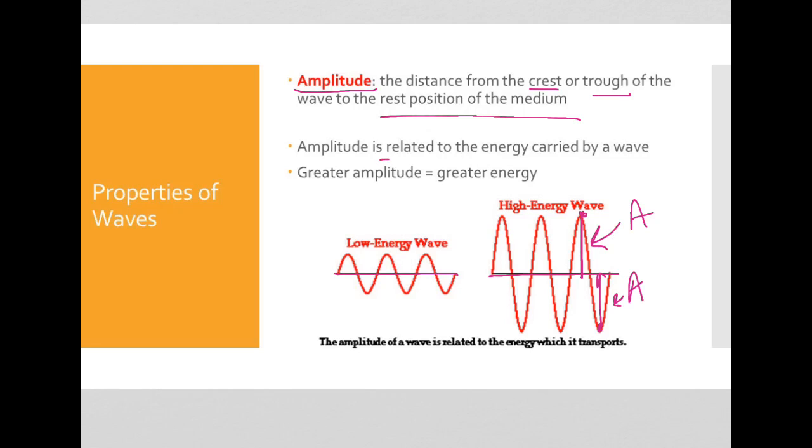Amplitude is going to be related to the energy carried by the wave. So the greater amplitude equals greater energy. Here on the left, we have a low energy wave. It has amplitude, but not nearly as high as the high energy wave over here, which has a larger amplitude.